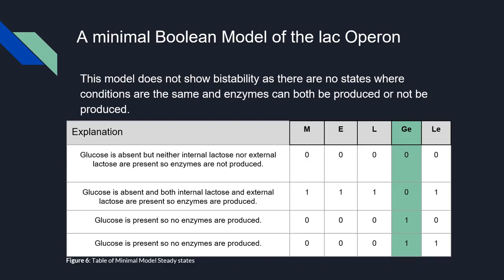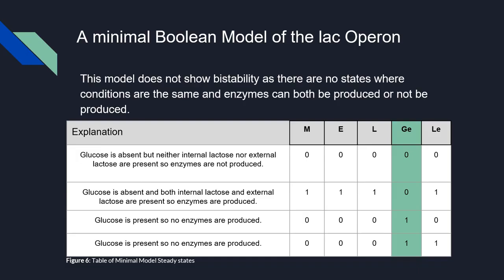So 0, 0 means the absence of both external glucose and external lactose. 0, 1 means glucose is absent and lactose is present. 1, 0 means glucose is present and lactose is absent. And 1, 1 means both glucose and lactose are present. Of the 4 possible steady states, the model is only turned on when external glucose is absent and external lactose is present.